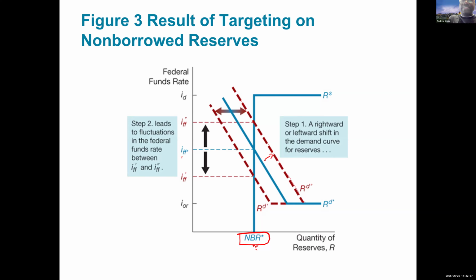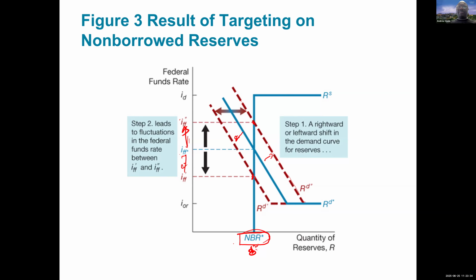That would potentially raise the federal funds rate from this point to this point. So there's no way the Fed is going to keep this interest rate at IFF star and keep NBR star. But as long as the target on the non-borrowed reserves stays here, the Fed is going to allow that interest rate to go up. Or when banks decrease their demand for reserves, shifting this to the left, equilibrium could fall. As long as this equilibrium means that we still have a target of NBR, the Fed doesn't care and would allow the interest rate to fluctuate, because they cannot set a target on both non-borrowed reserves and the federal funds rate.